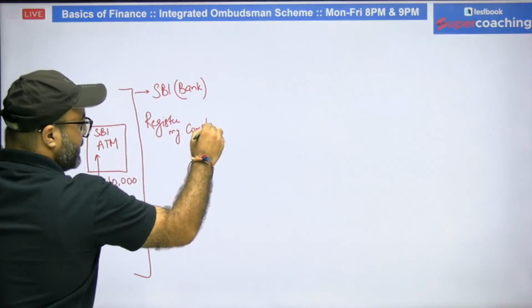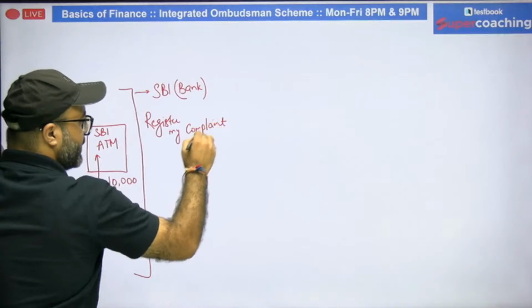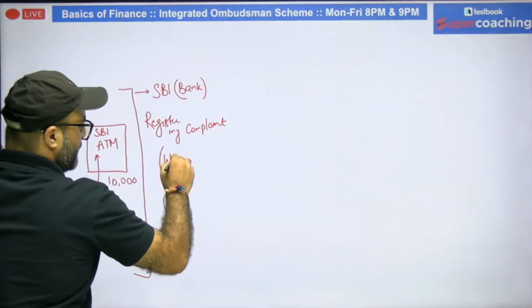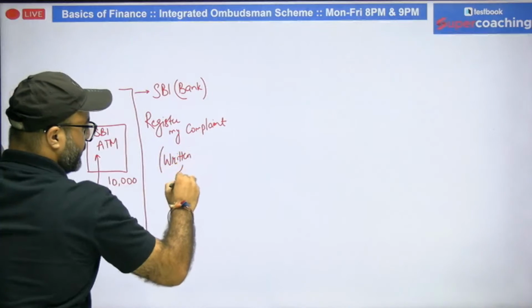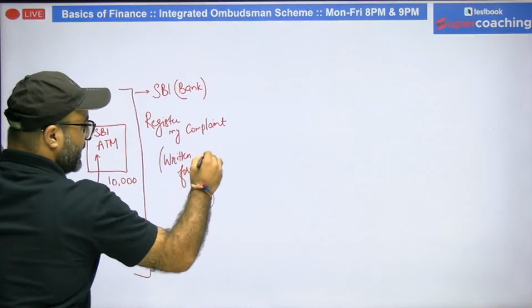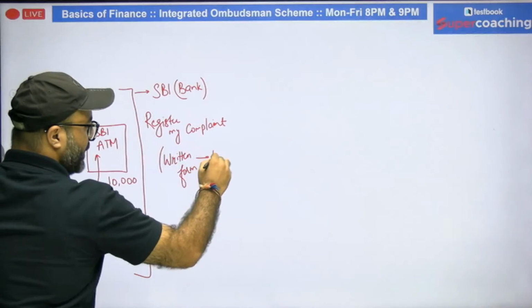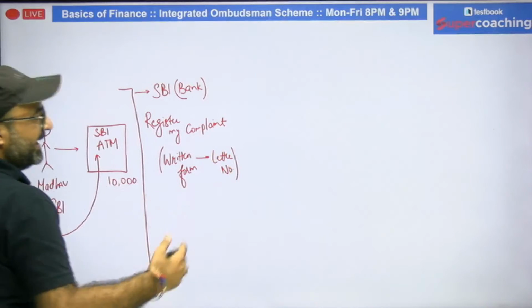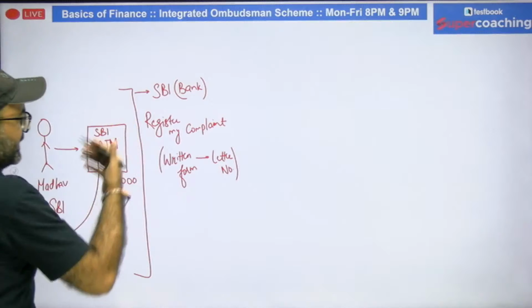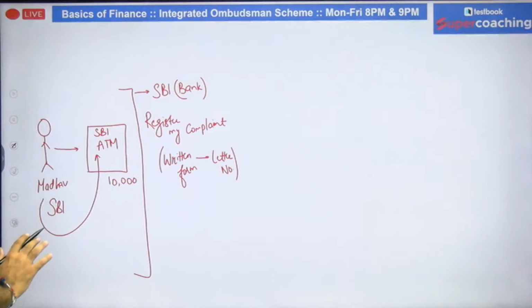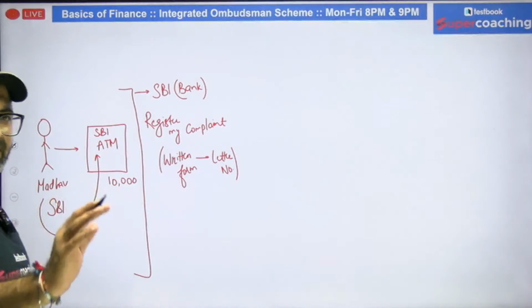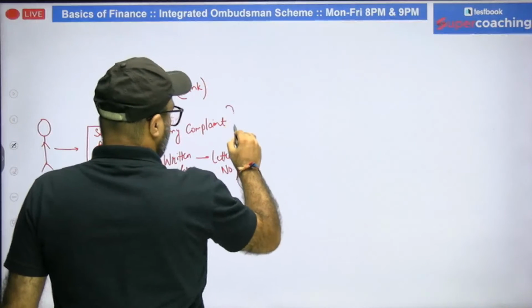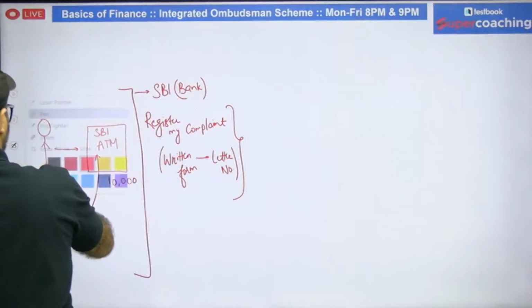Obviously, that complaint should be in written form, and the moment you submit the complaint, you must get a letter number, and this number is basically the proof that your complaint has been received. You can even email your complaint. Now, once you have registered your complaint with the concerned bank, what will happen next? The next part involves three things.